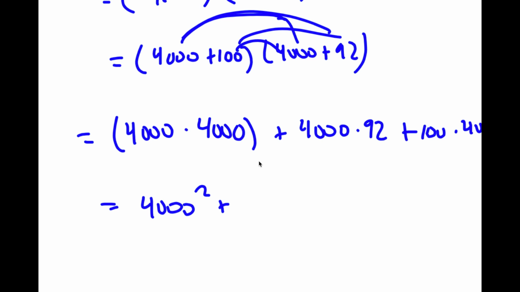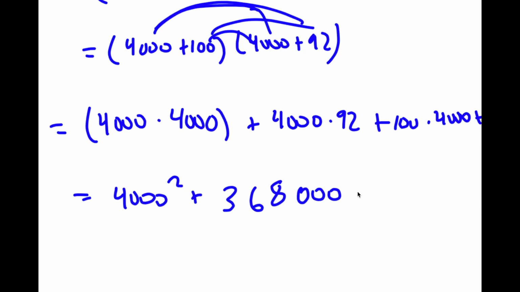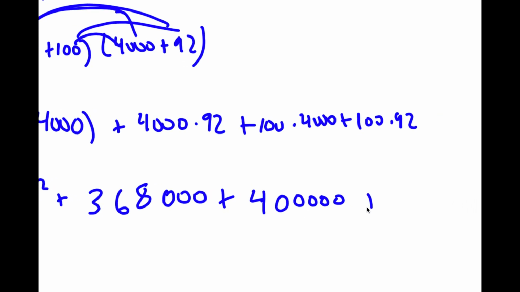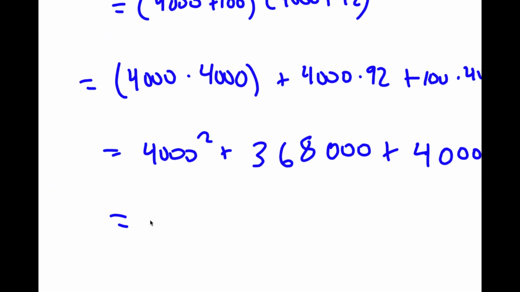4,000 times 92, that's going to be equal to 368,000, plus 100 times 4,000, that's going to be 400,000, plus 100 times 92, that's 9,200. Now 4,000 squared, that's going to be 16 million.